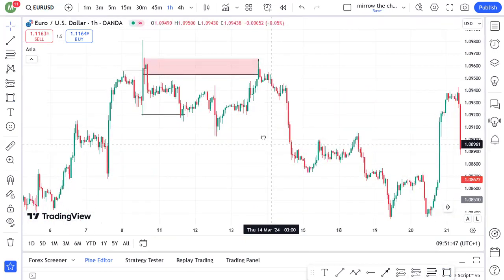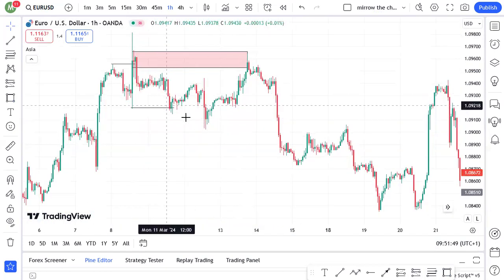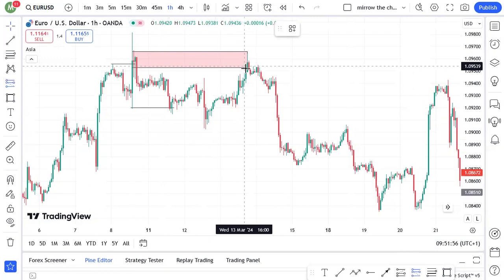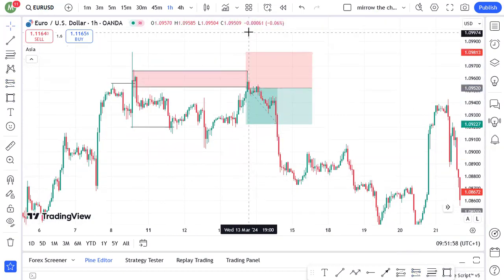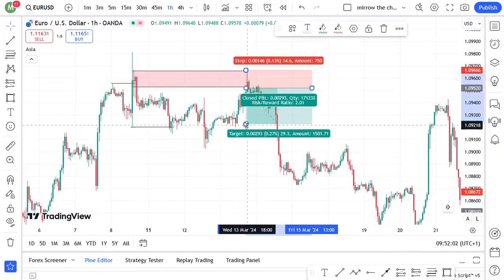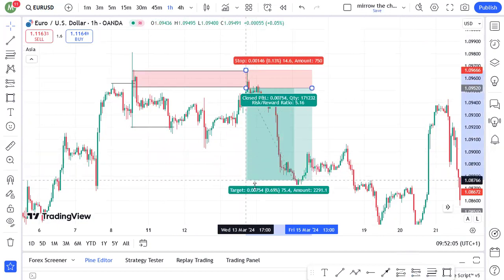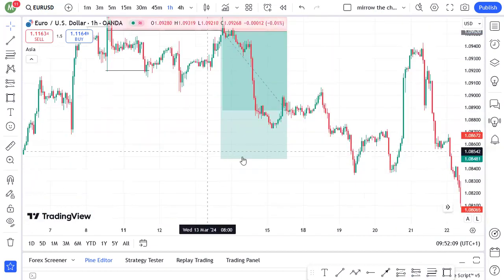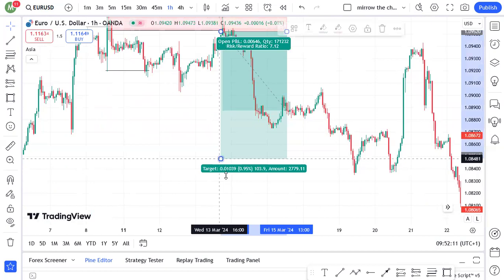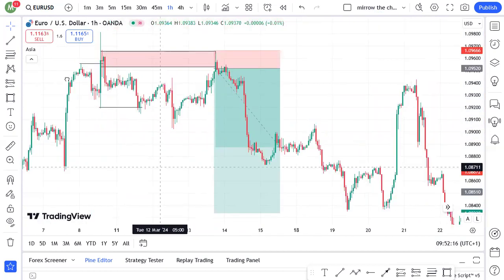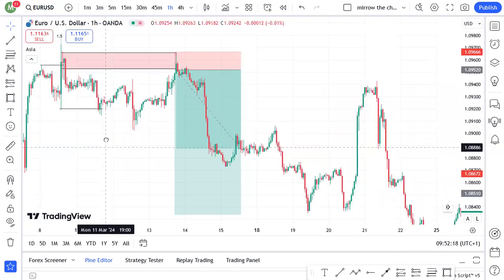You see how price respected that other block after so many moves down. Price still came back and tapped us in. Tap us in. Boom, boom, boom. This is almost 7 hours. This is almost 8 hours. You see? It's almost 8 hours.